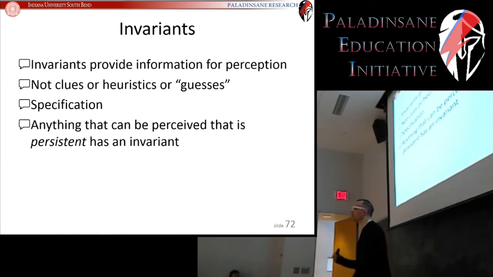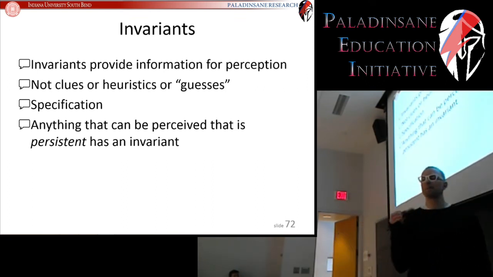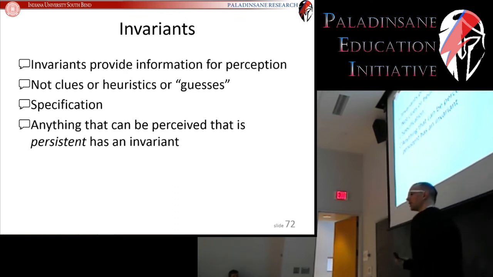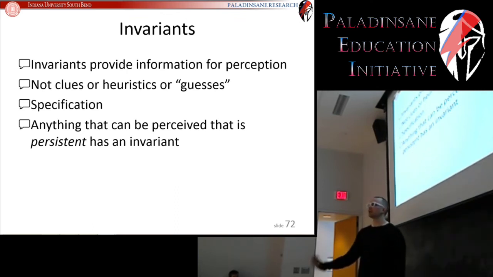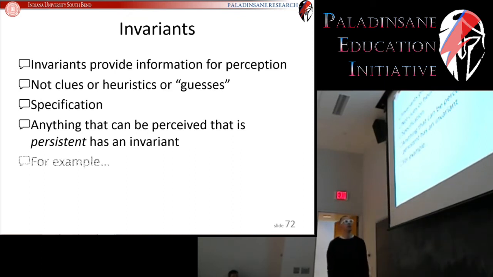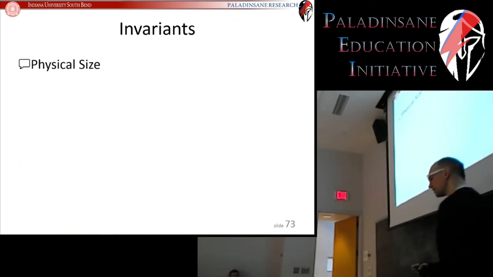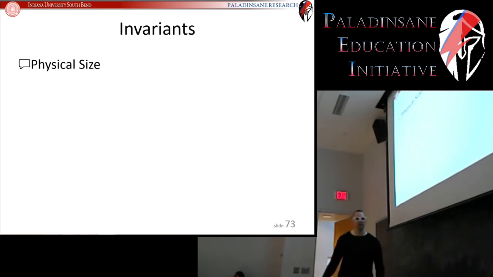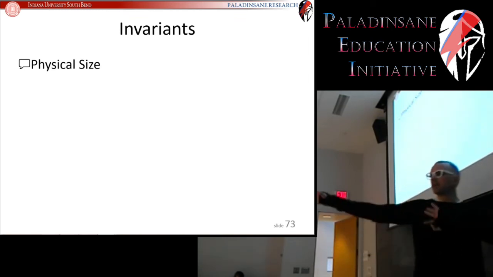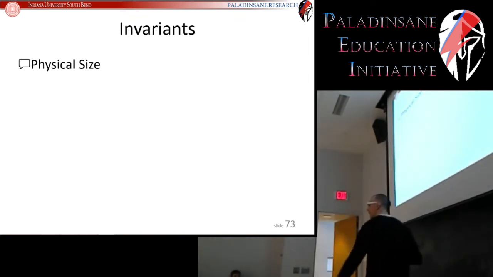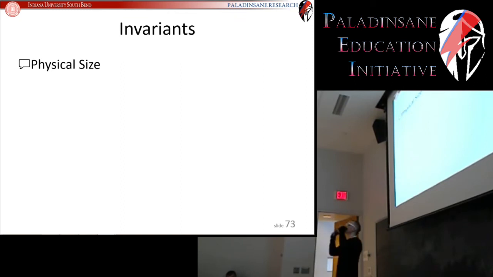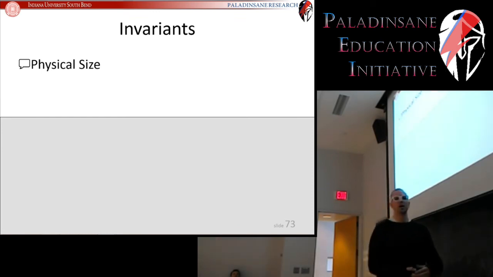And as I mentioned before, anything that can be perceived that is persistent, according to ecological psychology, has an invariant lying underneath it. So we took a look at some really simple examples here just to kind of illustrate the point. Let's get into a little bit more complicated examples. The first one here has to do with physical size. So I mentioned before that as you walk through the environment, things don't look like they're shrinking or growing. As somebody comes towards you, they don't look like they're becoming gigantic in size. And this has to do with an invariant relation.